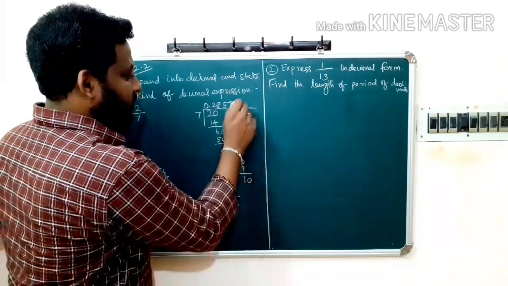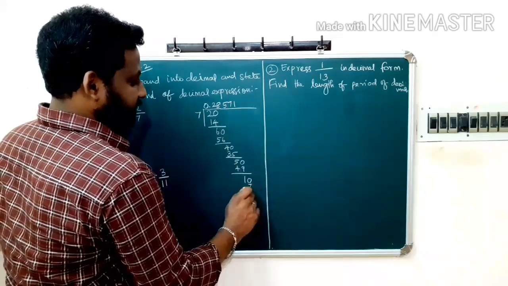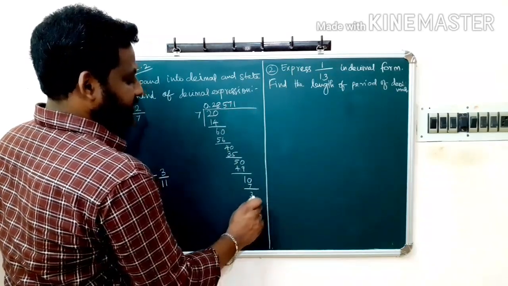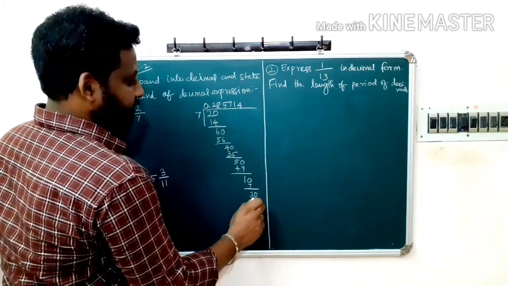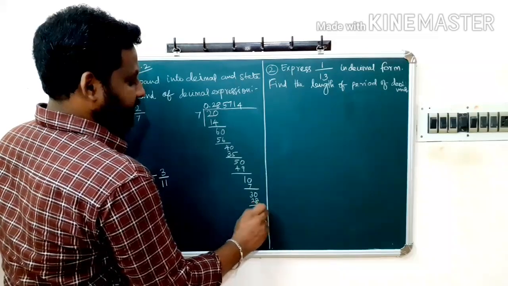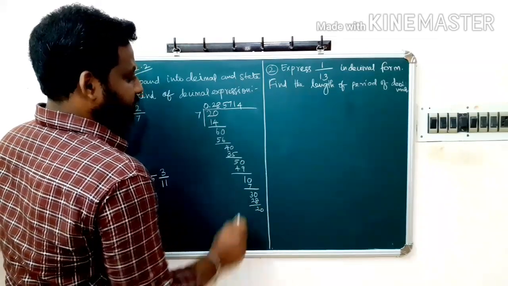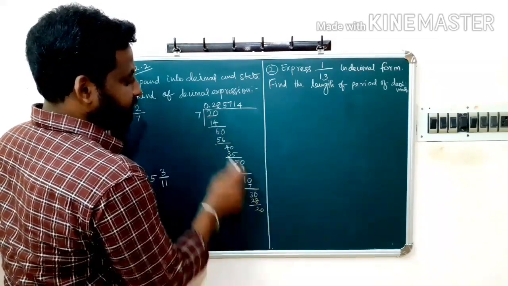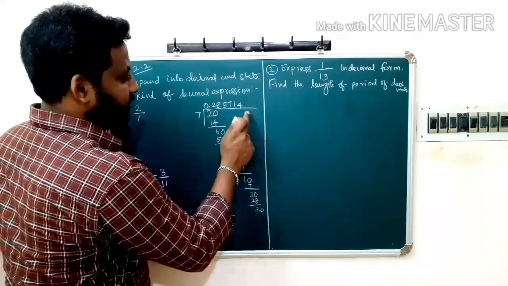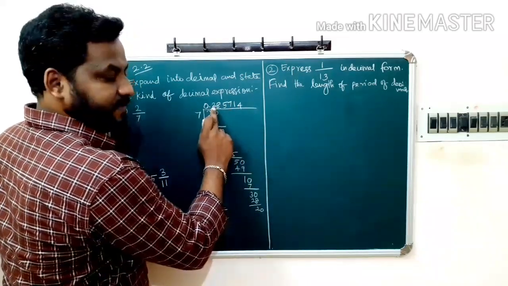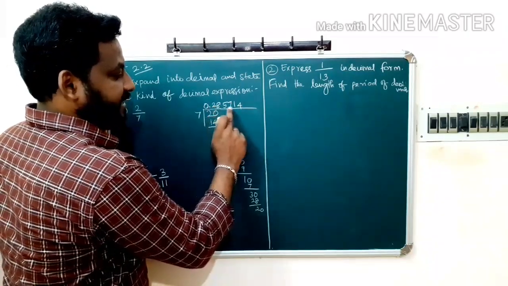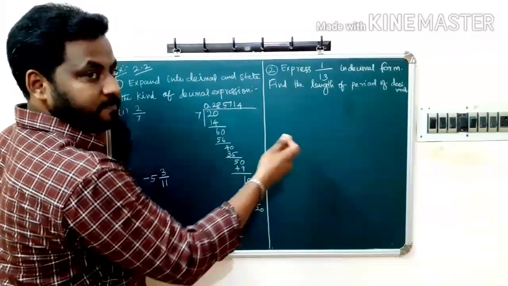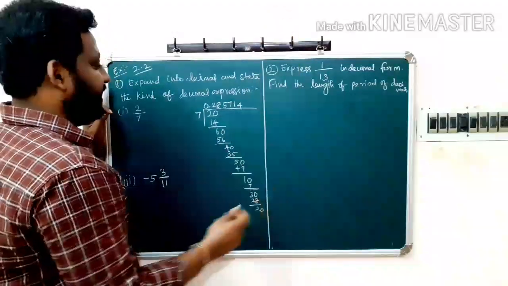Again add 0. 1 7s are 7. The remainder is 3. Again add 0. 4 7s are 28. Remainder is 2. And then 20, again 20 will come. Again if you divide, it is the same. The number is repeating: 2, 8, 5, 7, 1, 4. So 2, 8, 5, 7, 1, 4 is repeating up to infinite times.